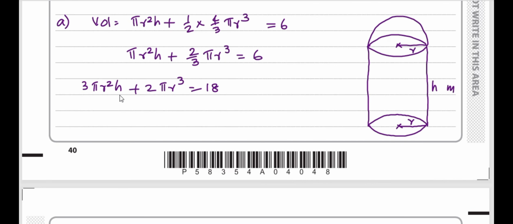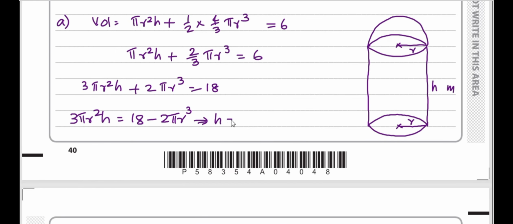From here, we will try to make h the subject. So we will write 3 pi r squared h equals 18 take away 2 pi r cubed, leading to h equals 18 take away 2 pi r cubed, whole divided by 3 pi r squared. Let's park it there.